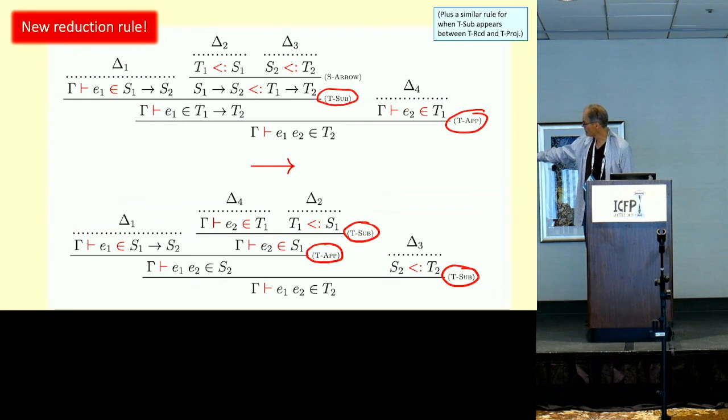We need to add a reduction rule that says if you have a rule of application whose left-hand premise is a rule of subsumption, then you can rearrange things. You can take, in effect, the left-hand side and put it here, and the right-hand side, this delta 3 subderivation, and postpone it. So you rip apart the subtyping subderivation, you push part of it up the typing derivation, and you push part of it down the typing derivation.